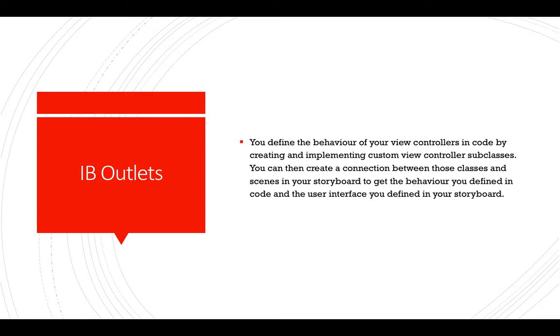Now, IB outlets. You define the behavior of your view controllers in code by creating and implementing custom view controller subclasses. You can then create a connection between those classes and scenes in your storyboard to get the behavior you defined in code and the user interface you defined in your storyboard. So that's the three definitions, and now I'll go into an example.